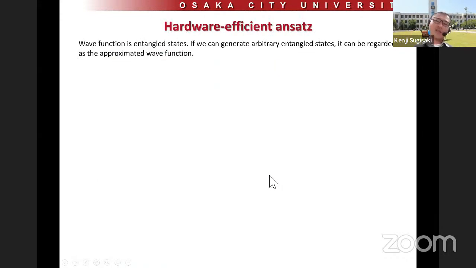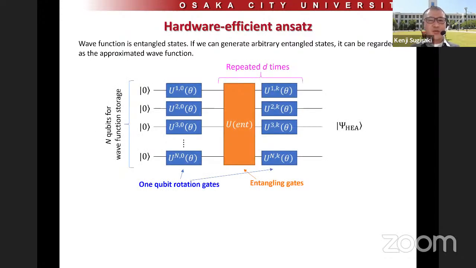Another famous ansatz is the hardware-efficient one. The basic idea of the hardware-efficient ansatz is something like this. The wave function is an entangled state. So if we can generate an arbitrary entangled state, it can be regarded as an approximate wave function. So the structure of the hardware-efficient ansatz is something like this.